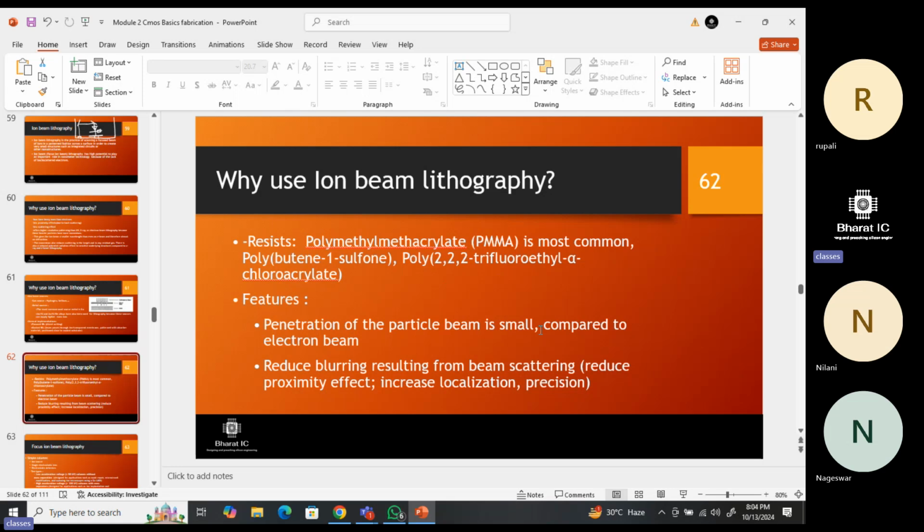Blurring effect is very less in this one. It reduces the proximity effect and increases localization precision, because ion beam lithography is much more precise compared to electron beam, UV or X-rays. So the blurring is very less. The designs are much more precise and much more efficient in ion beam lithography. That is the reason we use ion beam lithography across the industry.